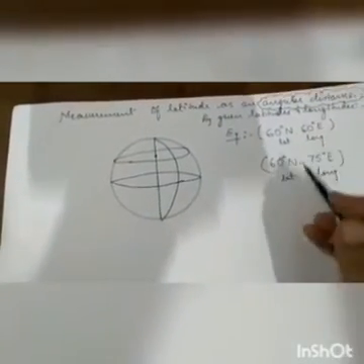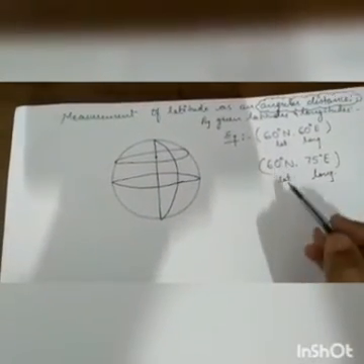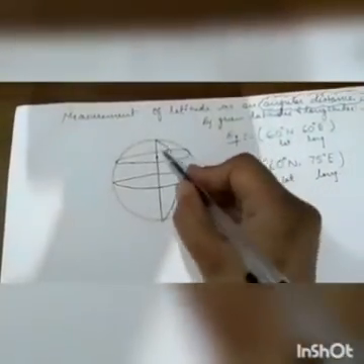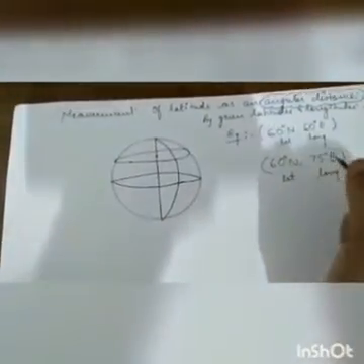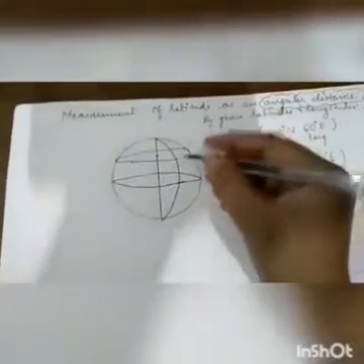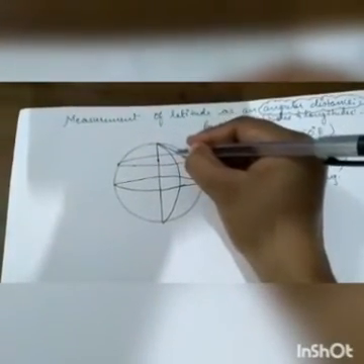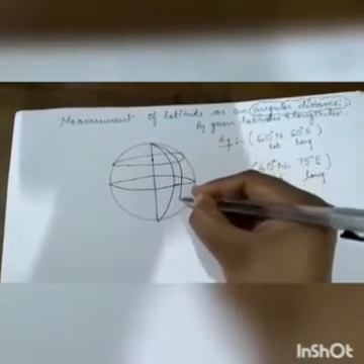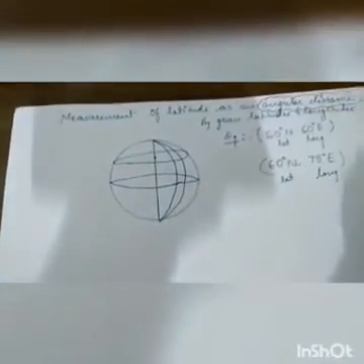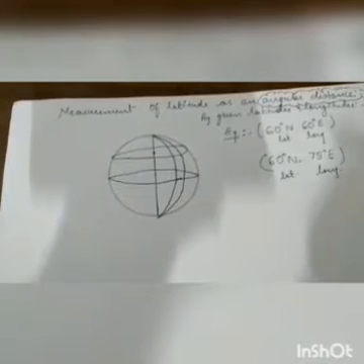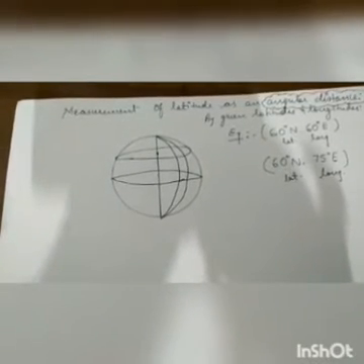Now come to the second one. It's 60 degree north latitude again, here, and 75 degree east longitude. So this is 60. After 60 add 15 more, that's 75 degree. Is it clear till here? Okay, now next.